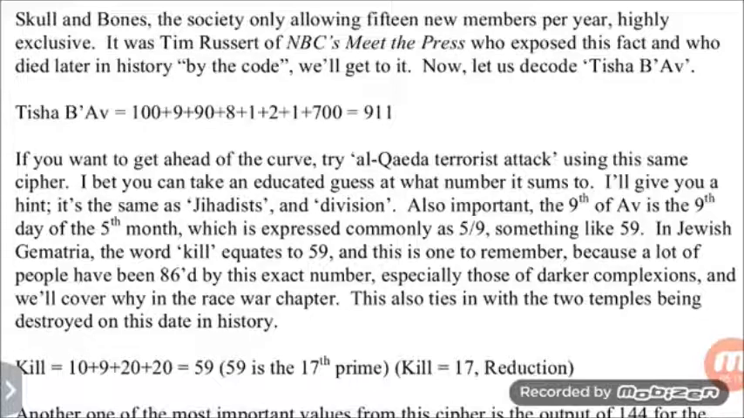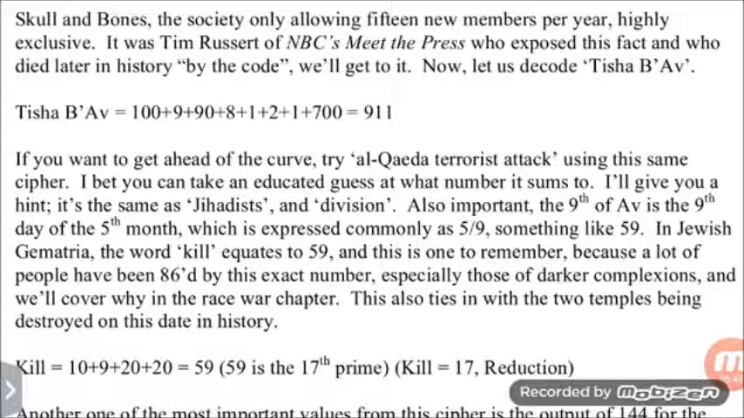Tisha B'Av equals 100 plus 9 plus 90 plus 8 plus 1 plus 2 plus 1 plus 700 equals 911. If you want to get ahead of the curve, try Al-Qaeda terrorist attack using this same cipher. I bet you can take an educated guess of what number it sums to. I'll give you a hint. It's the same as jihadists and division.